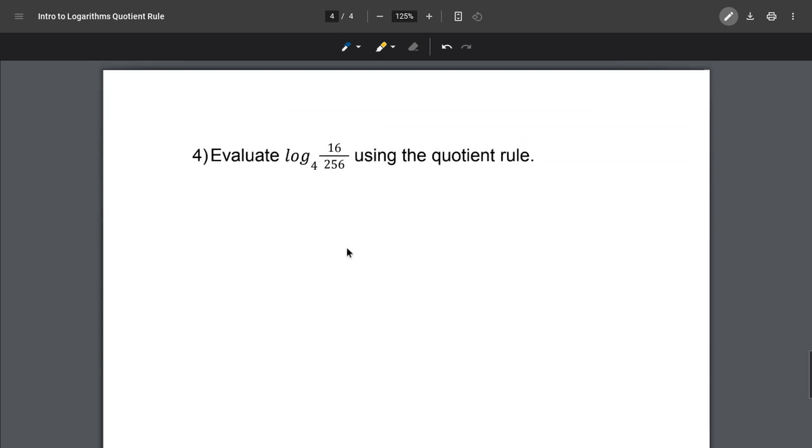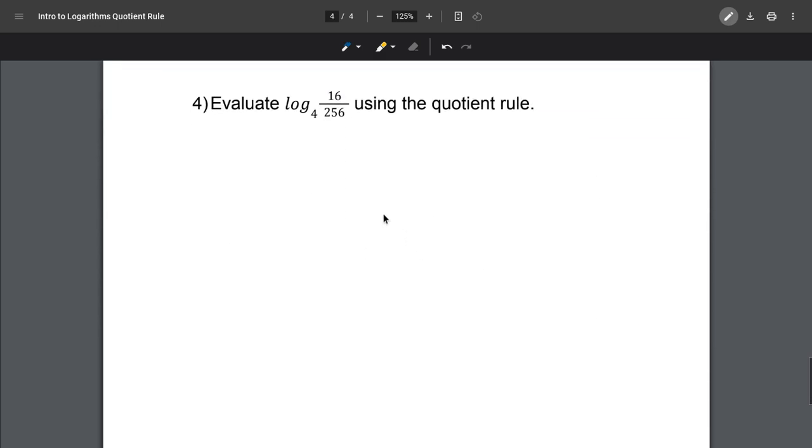Okay, let's keep going. So we got one more problem here. Log base 4 of 16 over 256. So let's use the quotient rule first. So we'll do log base 4 of 16 minus log base 4 of 256.